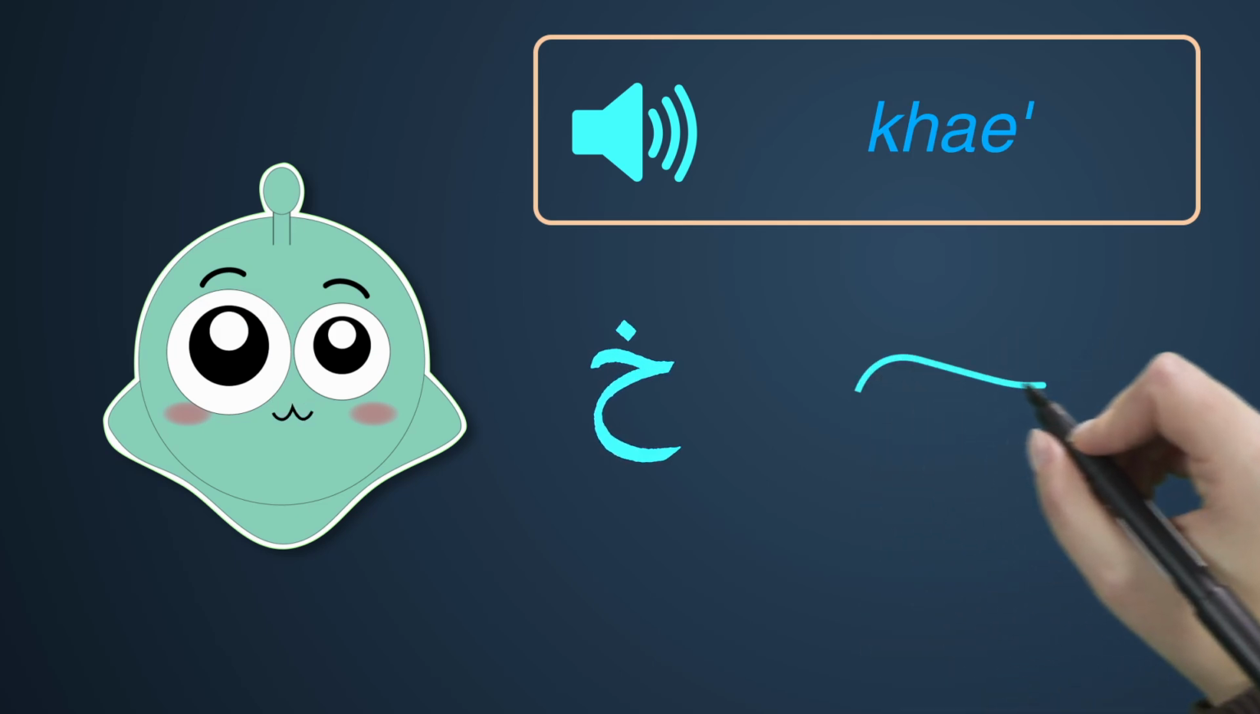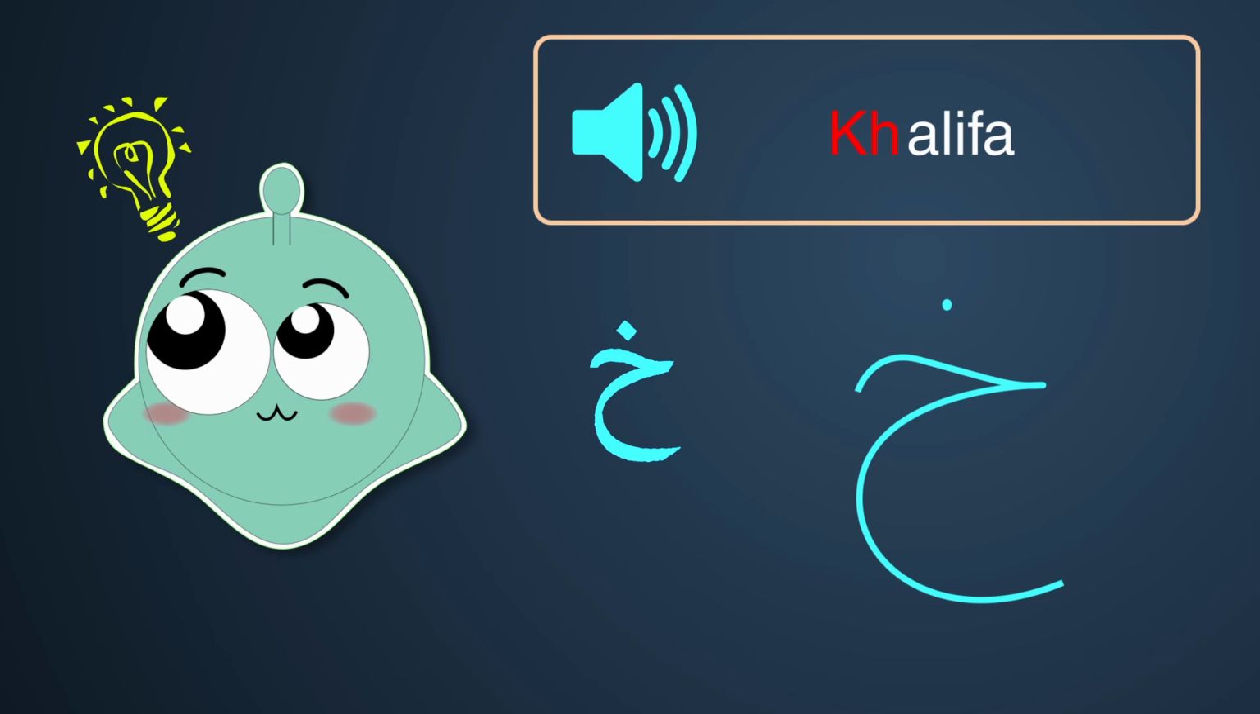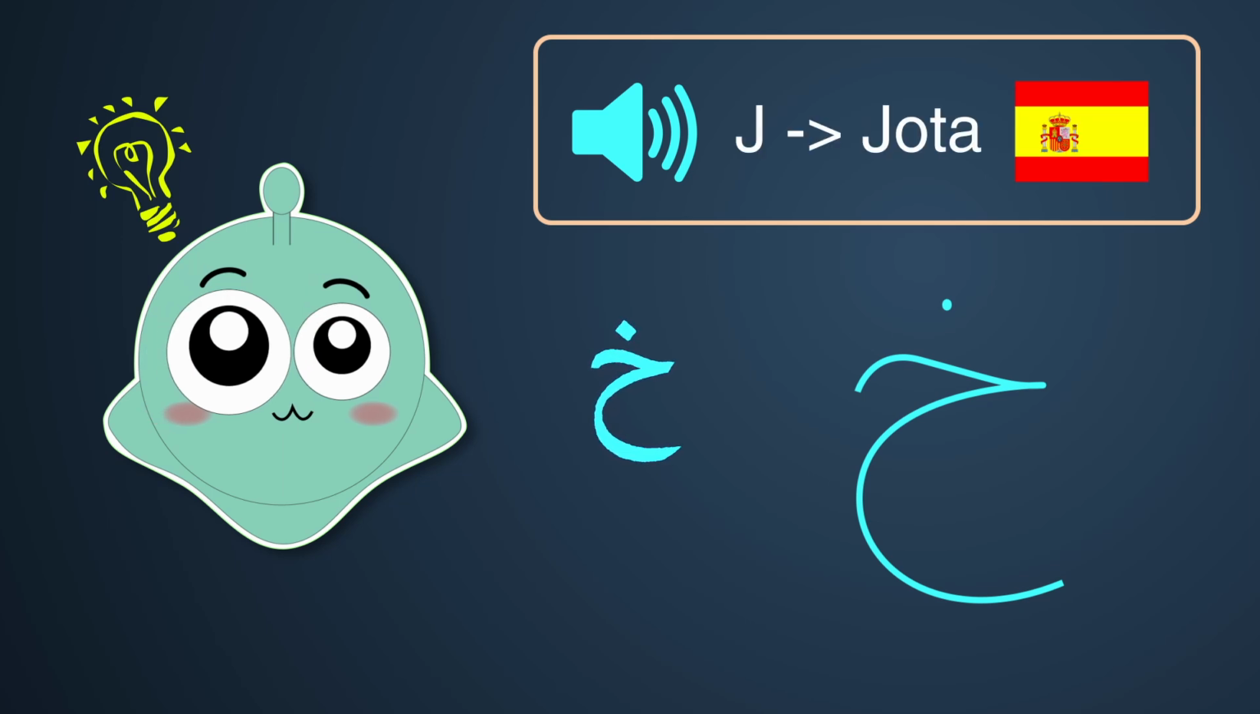Kha. There is no equivalent letter, but the approximate sound would be the letters K and H, as in the name Khalifa. The identical sound would be the Spanish letter J, jota.